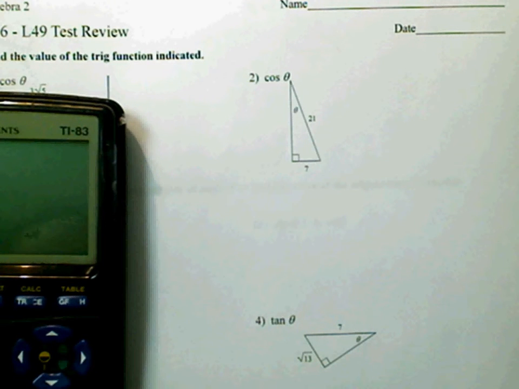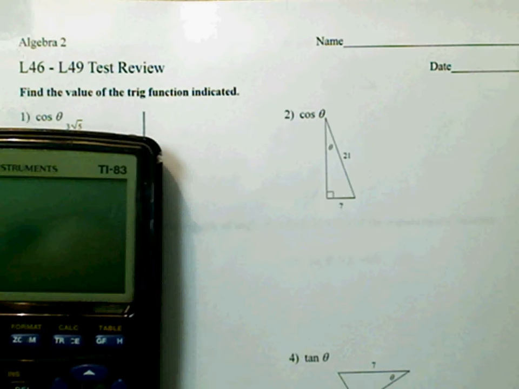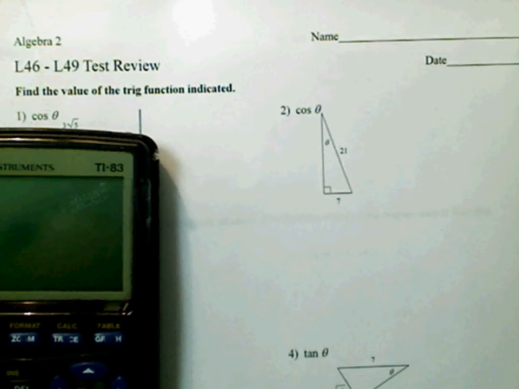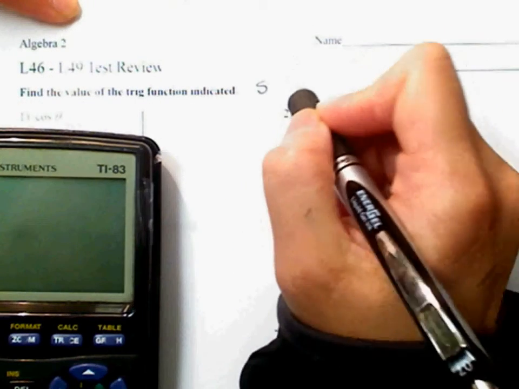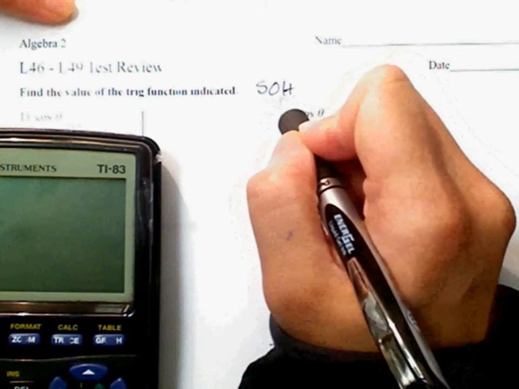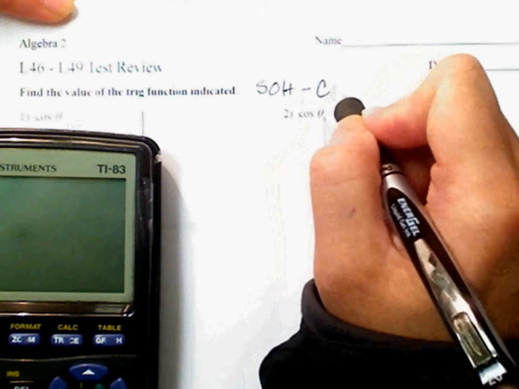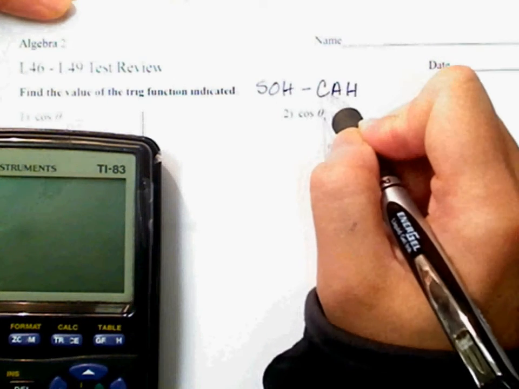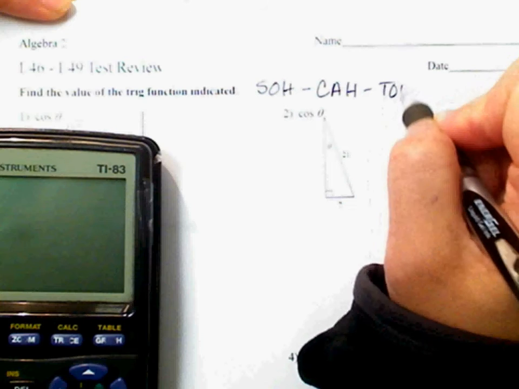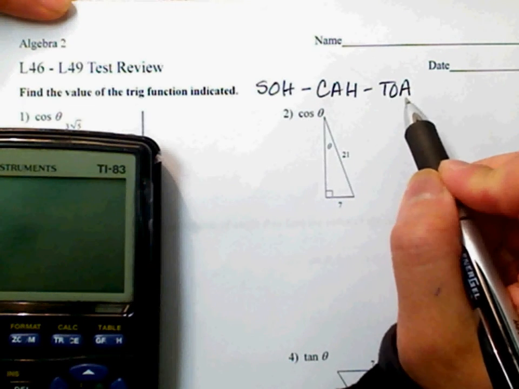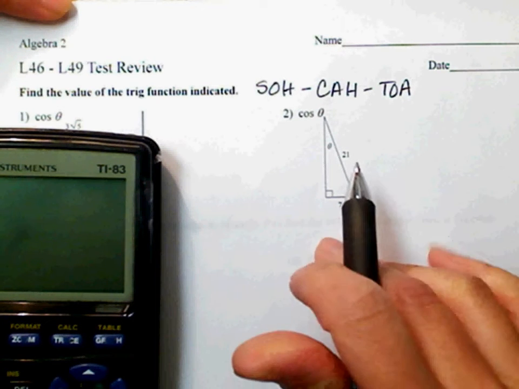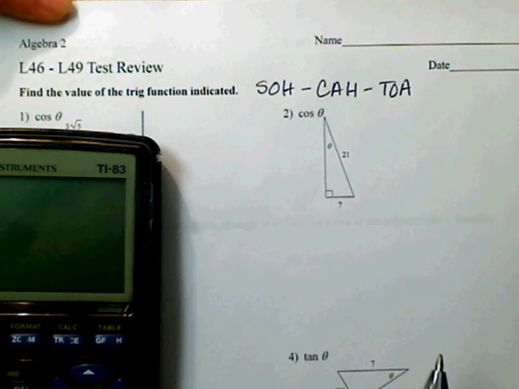Good morning. We are doing a test review for lesson 46 through L49 on trigonometry before the unit circle. Before you start, my advice to you would be to go ahead and write down your so-called SOH CAH TOA. SOH: sine goes with opposite over hypotenuse. CAH: cosine is adjacent over your hypotenuse. And TOA: tangent is equal to opposite over your adjacent. That will help you get started in what ratios you need.